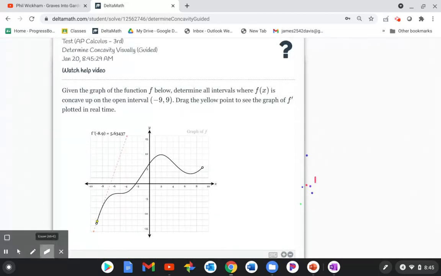So hopefully you're starting to get the hang of this. Again, I like to identify them on the original graph of the function first, and then just kind of confirm them with dragging this thing and looking at the derivative. If you are struggling with this, then please feel free to reach out to me.